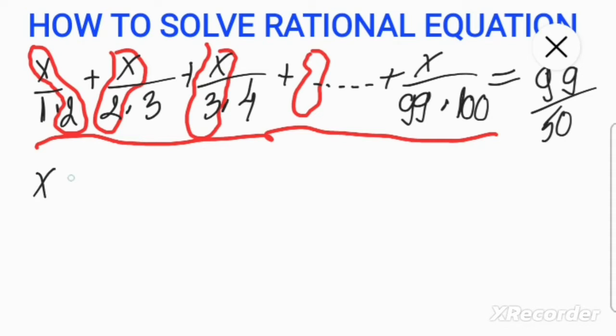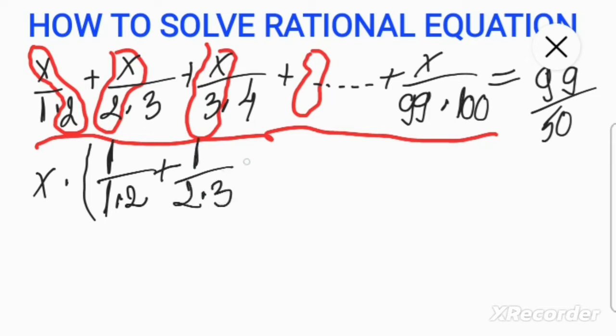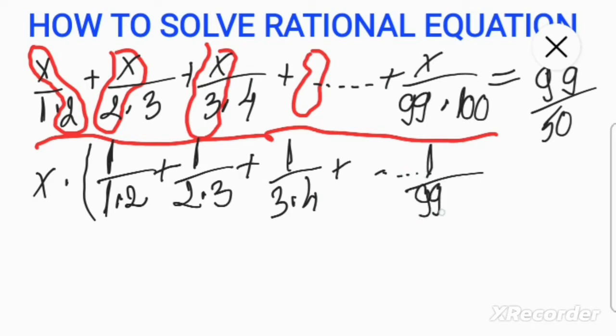So, we'll have x multiplied by, in parentheses, x divided by x equals 1 over 1 multiplied by 2 plus x over x equals 1 over 2 multiplied by 3 plus 1 over 3 multiplied by 4 plus, until we have 1 over 99 multiplied by 100, equals 99 over 15.